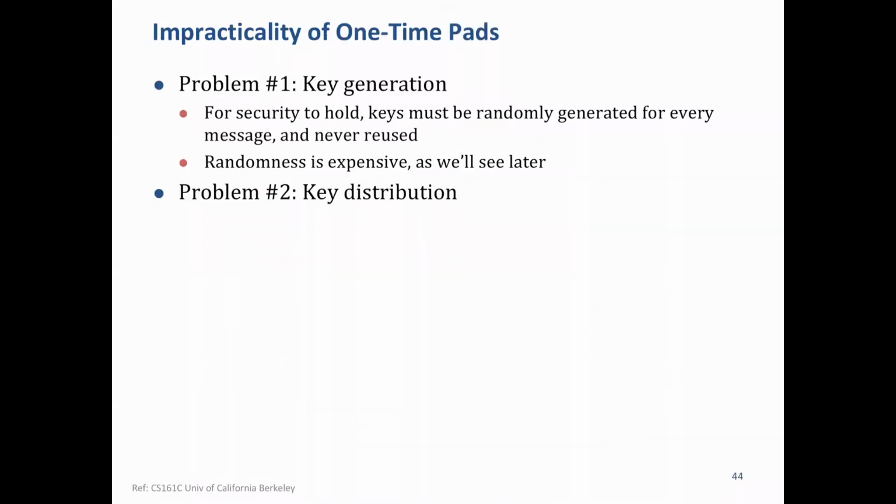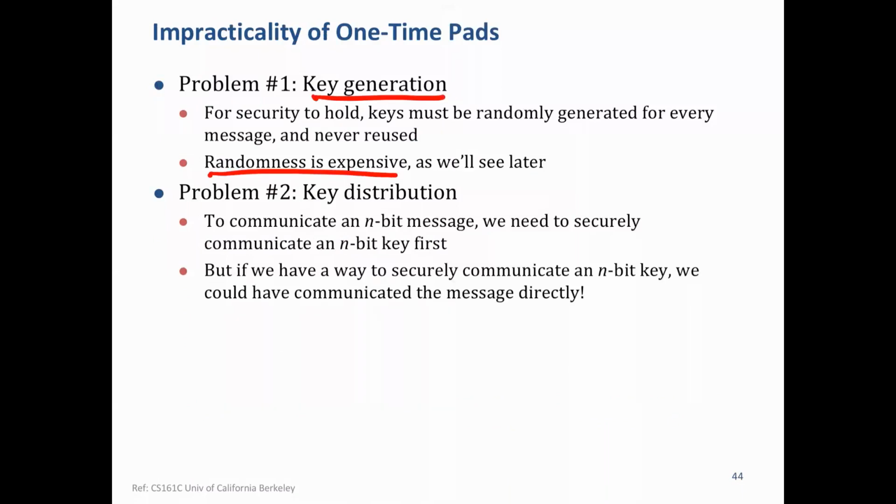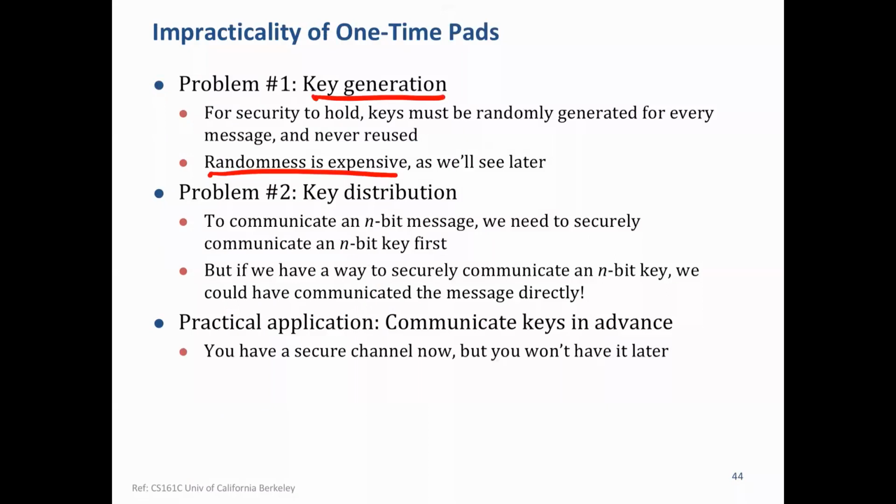So key generation itself is a problem. The longer the message, the more difficult it is to generate the key, because randomness is not free, it comes with cost. And then key distribution: it has to be sent to the other end securely. And for every message it has to be done.